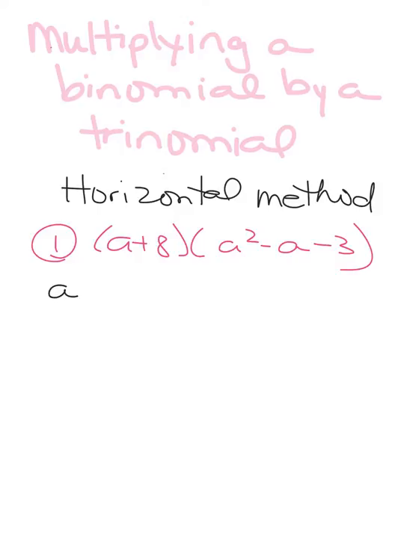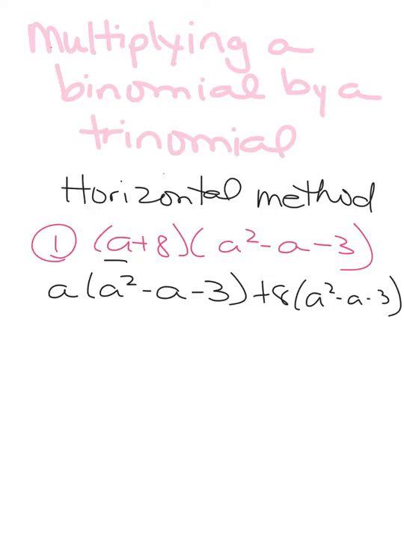So I have a, which is my first term in my binomial, and I have to multiply all that by the trinomial. Then I'm going to take the second term in my binomial, 8, and multiply that all by the trinomial. So when I start to distribute, I get a times a squared, which is a to the third, a times negative a, which is negative a squared, a times negative 3, which is negative 3a. Moving on to the other set.